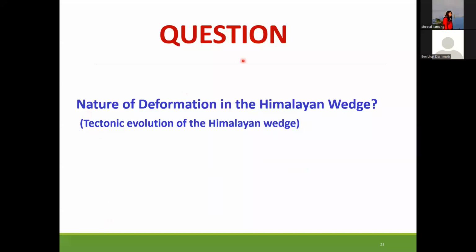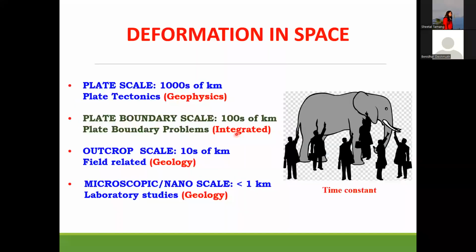So then the question arises, what is the nature of deformation in the Himalayan wedge? Okay, and that's basically my title, which is Tectonic Evolution of the Himalayan Wedge. Okay, so now if you look at deformation in space and keep time constant, then the Himalayan deformation actually gets manifested into different scales. Okay, and you can actually have a full semester course on each of these scales. What I'm going to do today is essentially only concentrate on this scale where we are looking at plate boundary issues, which is in hundreds of kilometers.